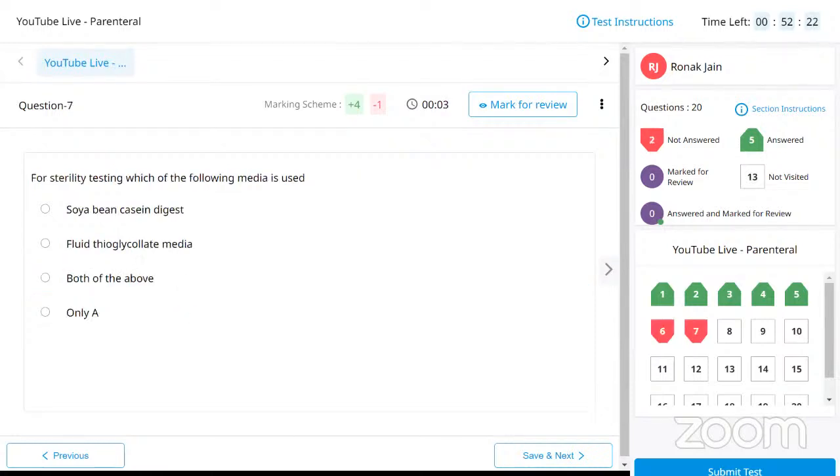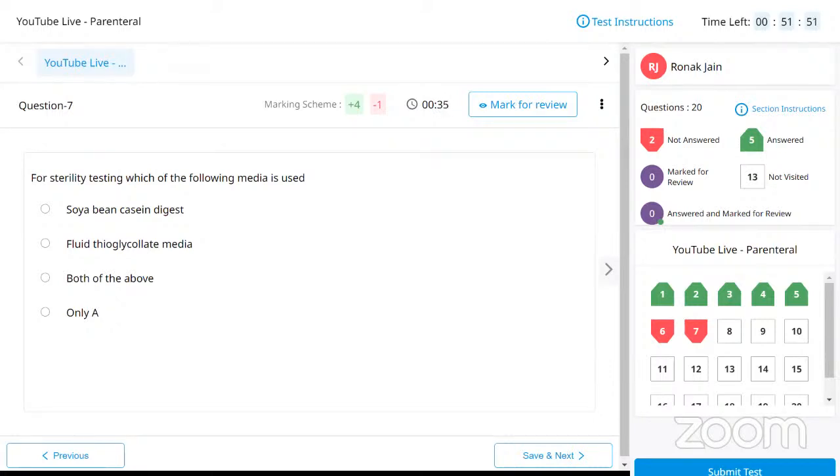For sterility testing, which of the following media is used? Just to give a heads up, how do we do sterility testing? There is an agar plate, in which the media is first settled, then our sample is applied in different ways onto the agar plate, and then we keep it and give it time for the microorganisms to grow.